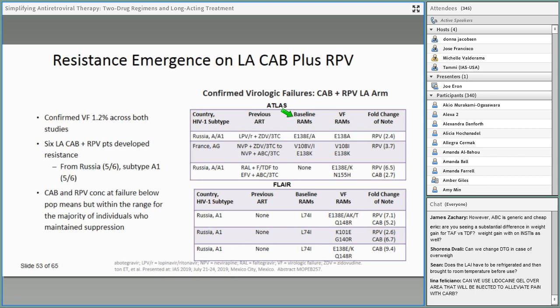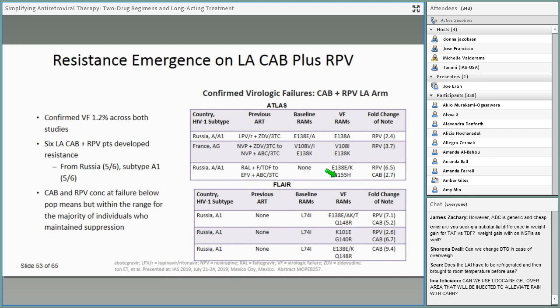I think there's also a little difference between Atlas and FLAIR. In Atlas, remember, we don't have baseline genotypes from pre-therapy. These are genotypes done by the archive DNA assay. And you can see that 2 out of the 3 actually had pre-existing NNRTI resistance. So that's worth knowing. And then there was this one patient from Russia that had Dolutegravir in the past, and for some reason got switched to efavirenz abacavir 3TC. Not a common switch in my book.